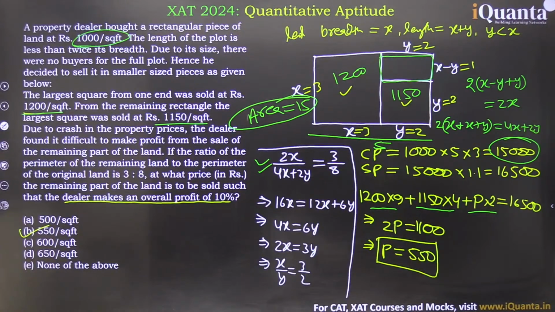Harshit, yes, L is to B is 5 is to 3. Yes, that's correct.